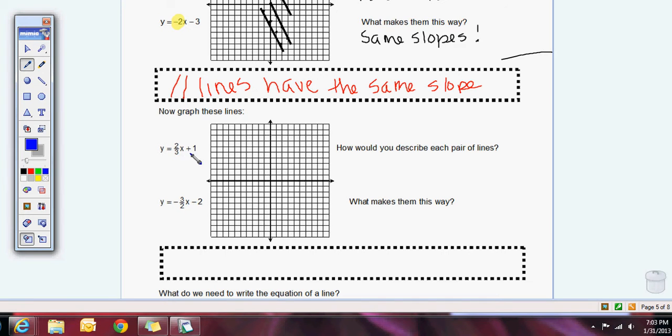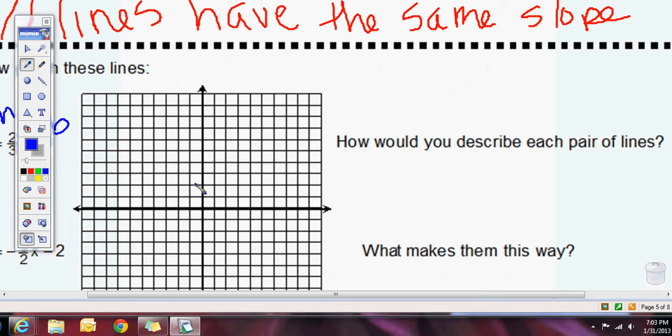Okay, so we've got y equals mx plus b. Here's my m, and here's my b. So I'm going to start with graphing this, and I'm going to zoom in a little bit. So I'm going to start at 1 because that was my b, and I'm going to go up 2 over 3. Up 2 over 3. Alright, then I'm going to graph my line. I don't know why it changes colors on me. Sorry about that. Alright, so there's my first line.